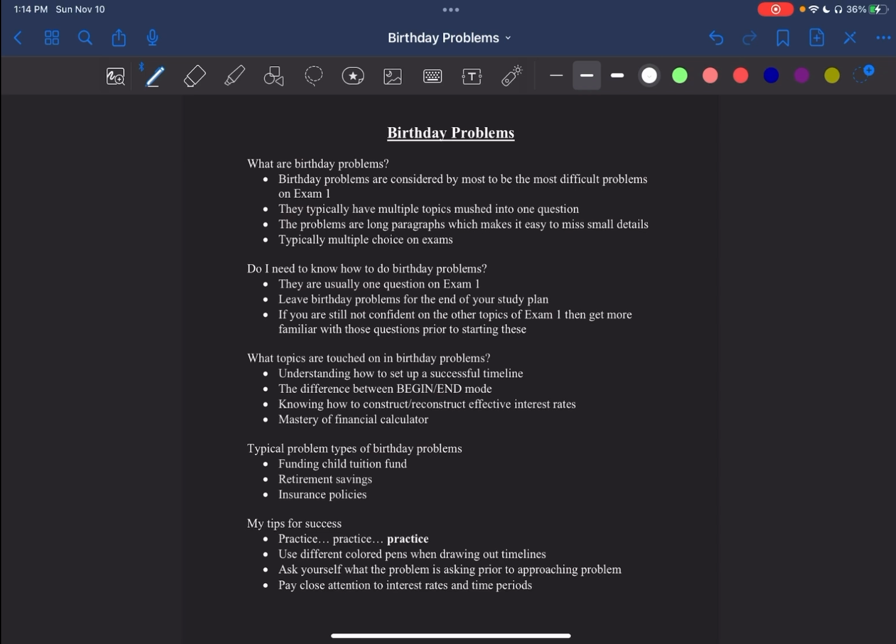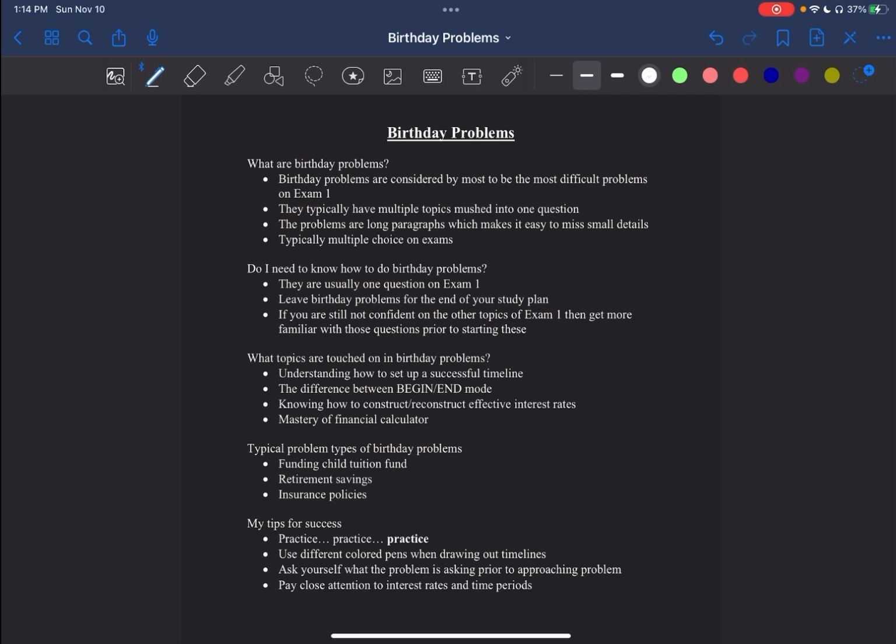You need to understand how to set up a successful timeline. So knowing when the payments begin, when they end, ordinary annuity, annuity due, stuff like that, as well as how to construct and reconstruct effective interest rates. So in most cases you're going to have to convert a nominal interest rate into an effective one. Sometimes you're going to have to deconstruct them, and this can be tricky, however, it's necessary for accurate calculations.